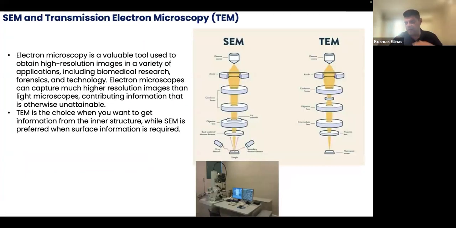If we go to the morphology, as we saw before, we have scanning electron microscopes and transmission electron microscopes. The difference between these two types is that in SEM, we take a look at high magnification at the surface of the sample, whereas in the TEM, we look inside the sample. We can see the cross-section of the inner part of the sample.